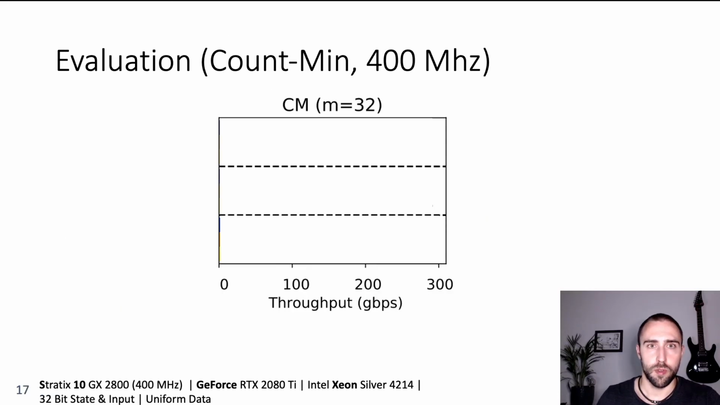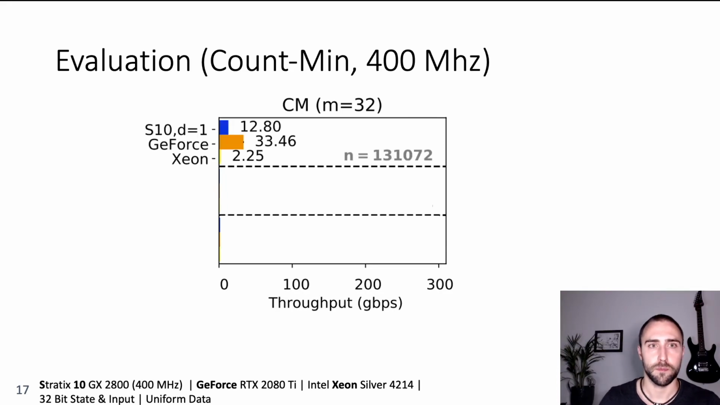Next, let me show you a small subset of our evaluation. In this experiment, we are building a count-min sketch with 32 rows, while the number of columns is optimized by the autotune algorithm. We compare in terms of throughput to a state-of-the-art GPU and CPU implementation. Let's look at the results. We were able to find an implementation with 130,000 columns, and when comparing to the Xeon CPU, we find that we are able to outperform it by roughly a factor of 5, while when comparing to the GeForce GPU, we are outperformed by roughly a factor of 3.